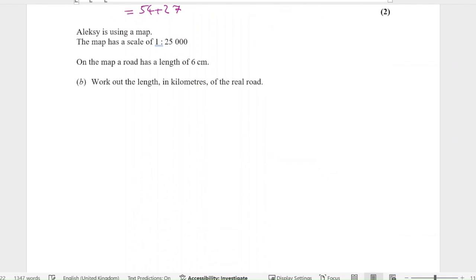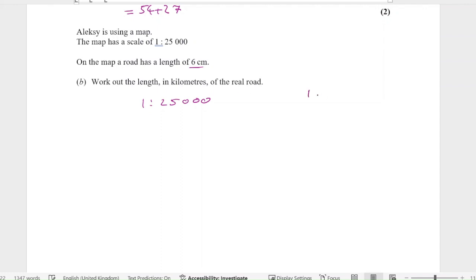And then Alexi is using a map. The scale of the map is 1 to 25,000. On the map, a road has a length of 6 centimetres. Work out the length in kilometres. If I start with the actual conversion, 1 to 25,000, that means that 1 centimetre on the map would equal 25,000 centimetres in real life.